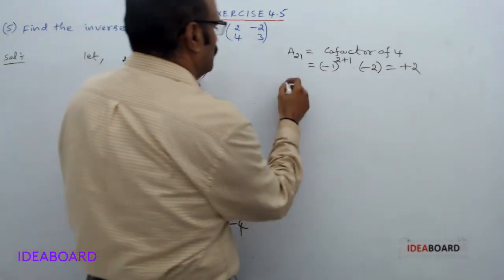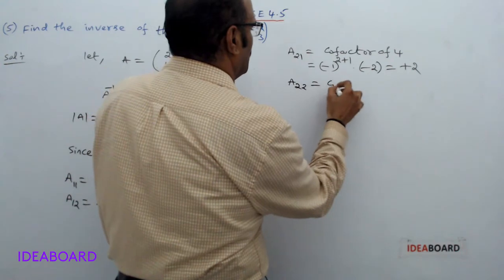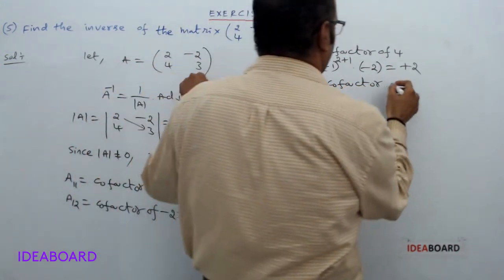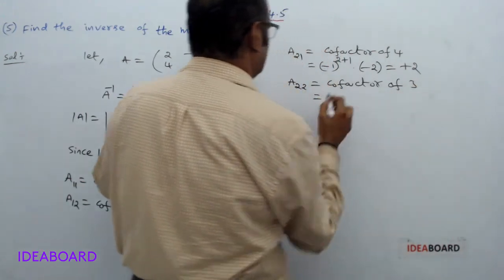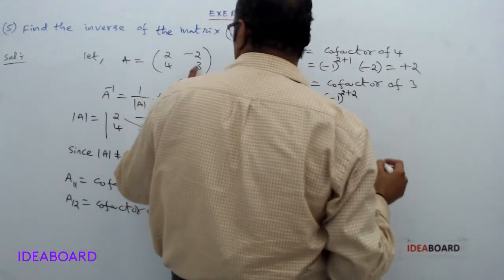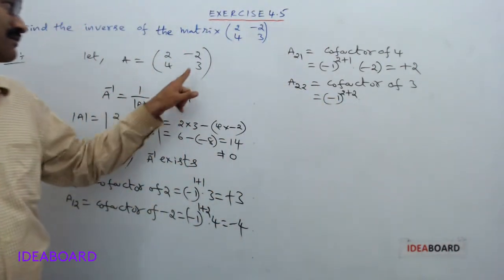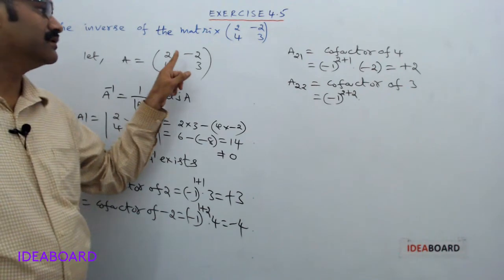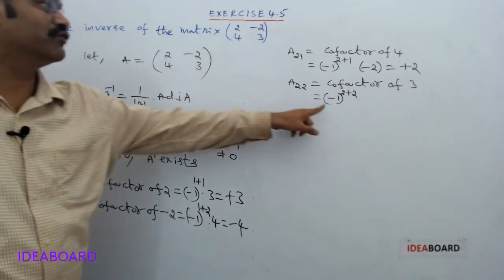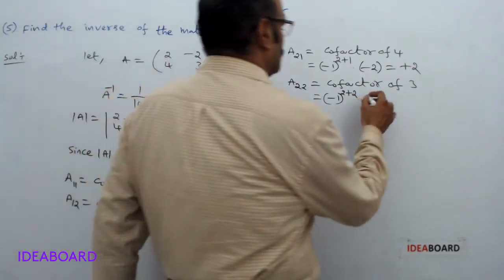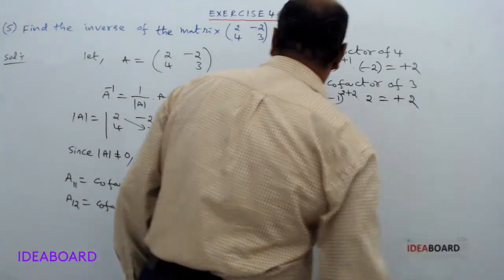Next A22 equal to cofactor of 3, minus 1 whole power 2 plus 2 into minor of 3. The element 3 lies in second row and second column. Cofactor of 3 means minus 1 whole power 2 plus 2 into minor of 3. Minor of 3 equal to 2. So equal to plus 2.